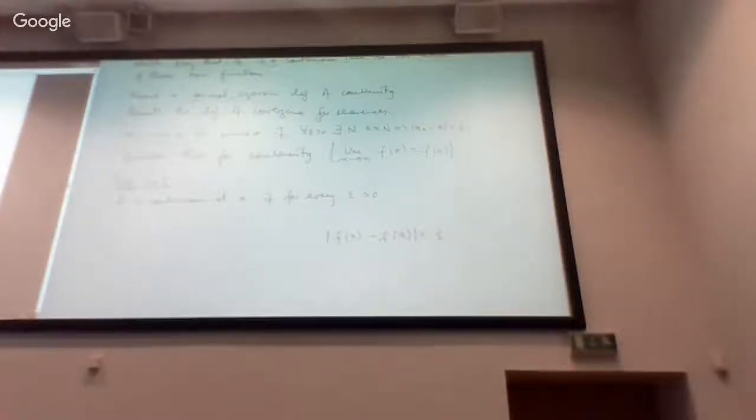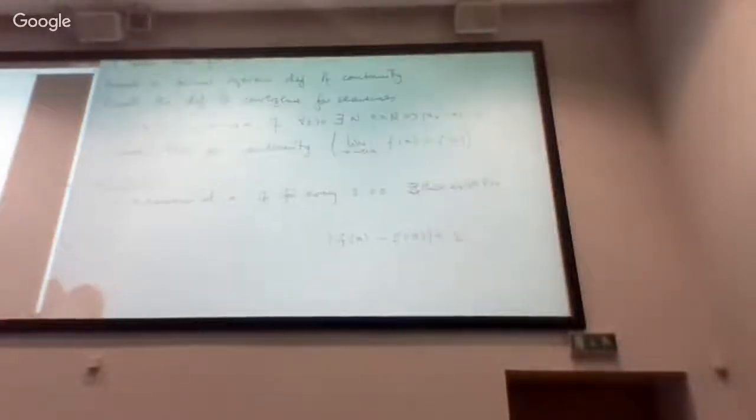But what's the corresponding thing to the role of the capital N for sequences? Well, for every epsilon greater than 0, there exists some delta bigger than 0. These are the characters that are customarily used. So some delta, the Greek letter delta, greater than 0, such that x is that close to a, that's going to imply that f of x is that close to f of a.